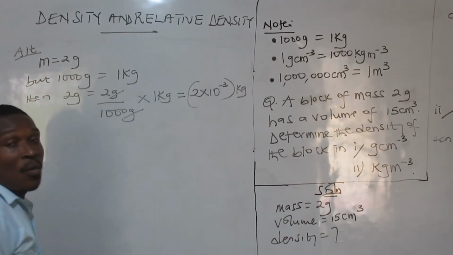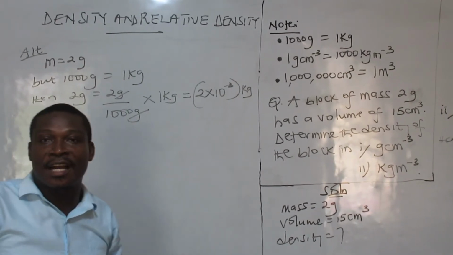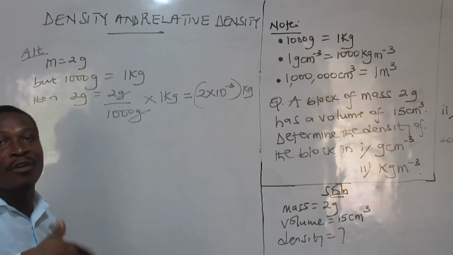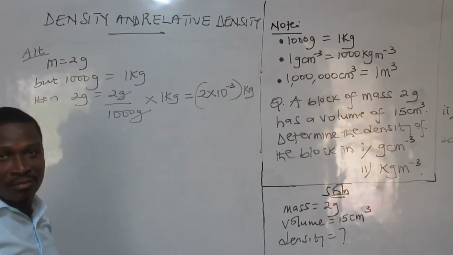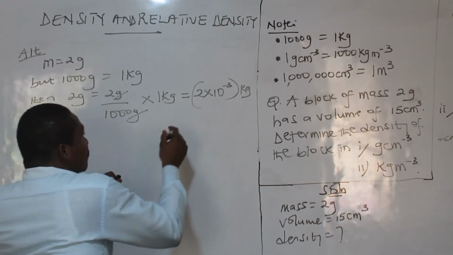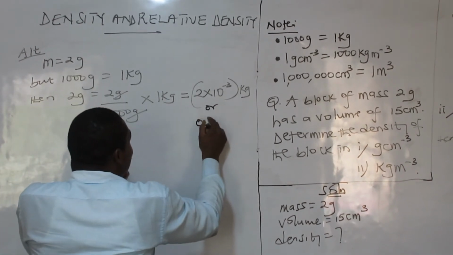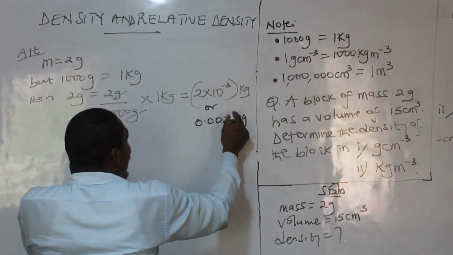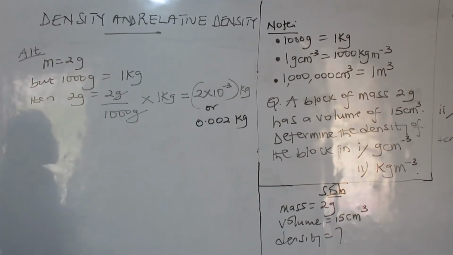So please, when you are working out and you punch a calculator and you happen to get something in the standard form, it's okay. Don't try to convert it to the common form. You can still use it, right? Good. So this is the same as you getting 0.002 kilogram. Yeah. So it's the same thing, as you can see.